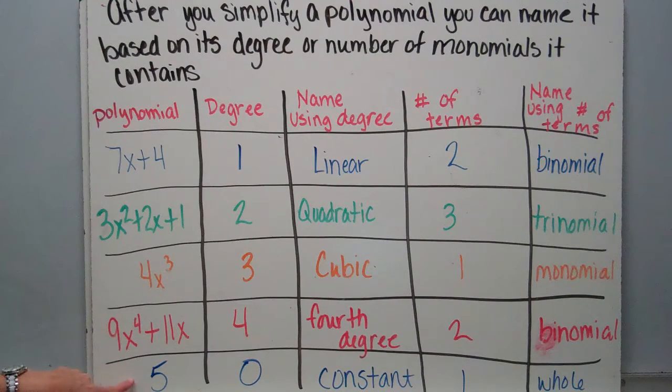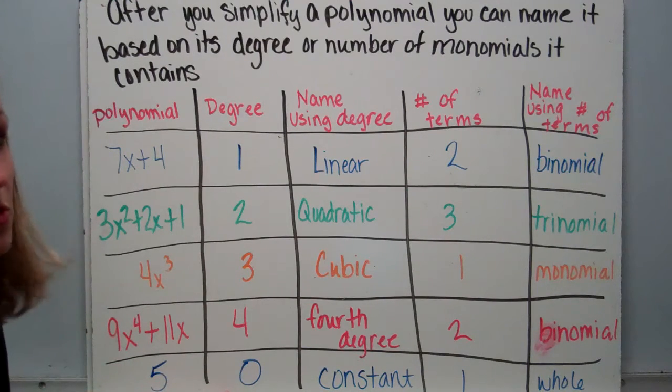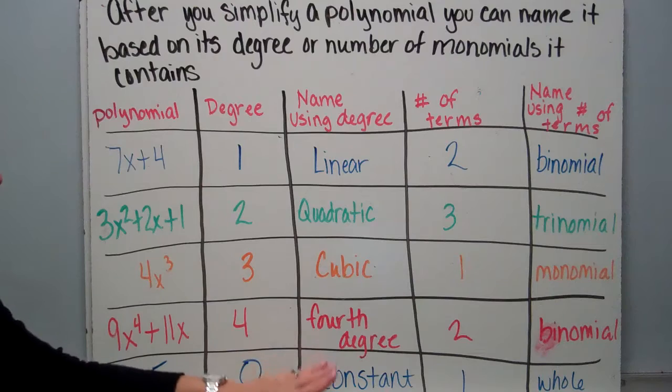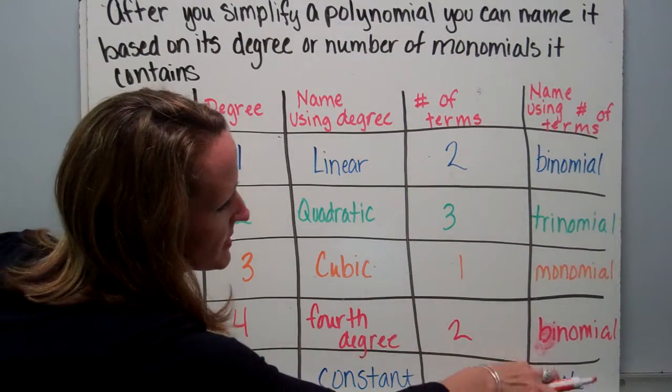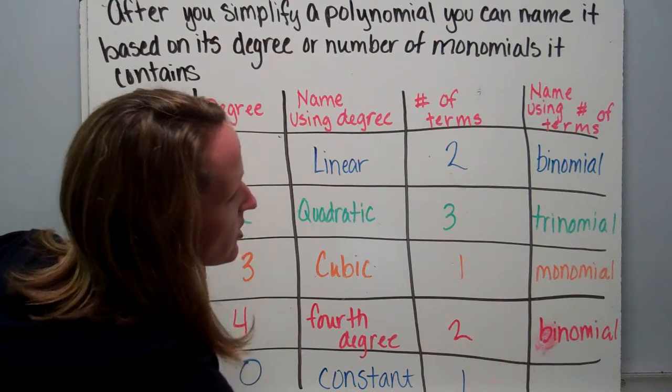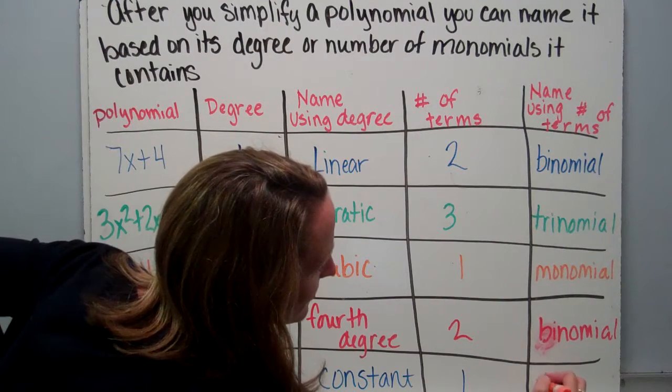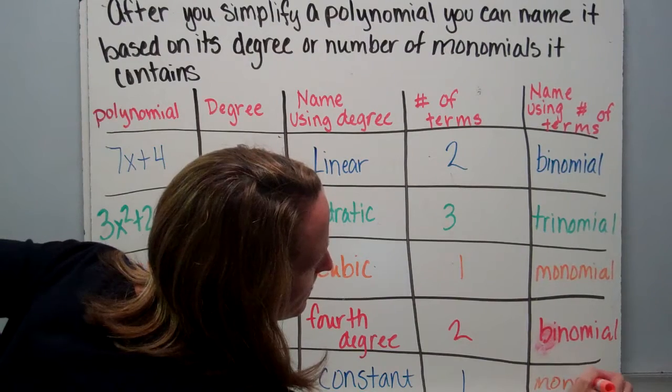What about here? 5. That's our polynomial. It is to the 0 degree because there is no exponent. We call it a constant. The number of terms is 1. So let's rename this. Although it is a whole number, we're not going to just call it whole. We're going to go back and call this a monomial.